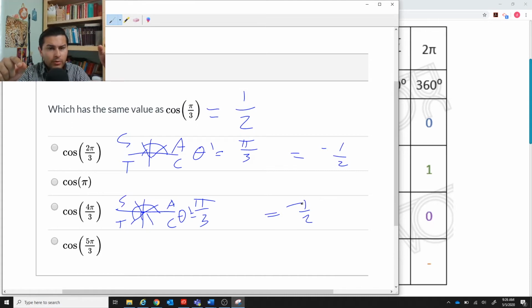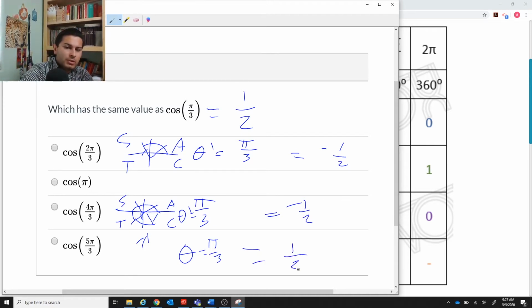5 pi over 3, however, if we just use the one from before, because I don't want to draw it out again, we're just going to use one more of those little slices because it's still pi over 3. It's just one more of those. And our reference angle this time is actually also going to be pi over 3. So all of these are pi over 3. But this one in particular, it's in the quadrant that cosine is positive. So in this case, this will be equal to positive 1/2.